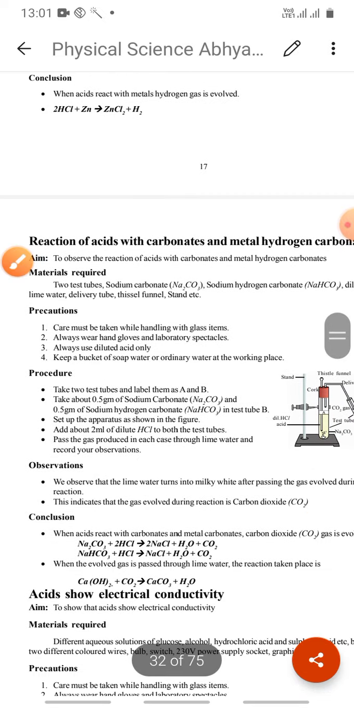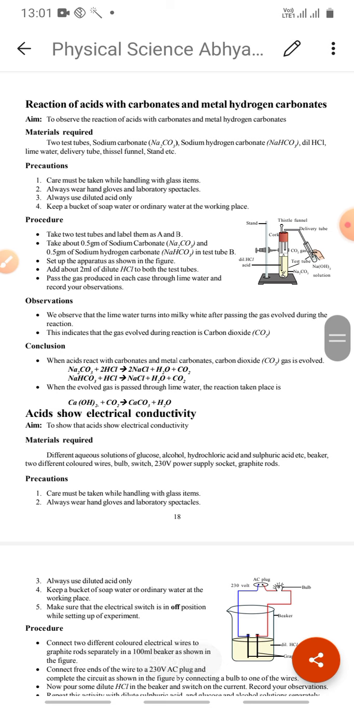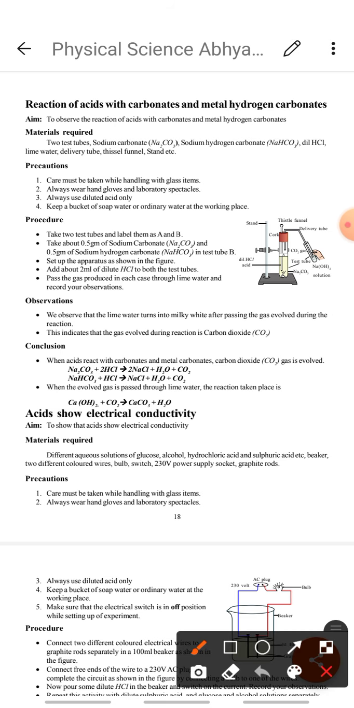So next, reaction of acids with carbonates and metal hydrogen carbonates. To observe this reaction, the materials required are 2 test tubes, sodium carbonate, sodium hydrogen carbonate, dilute HCl, lime water, delivery tube, thistle funnel, stand, etc. Precautions are similar to the first one. How the apparatus is arranged, the procedure, and the observation, we can easily learn from the diagram.